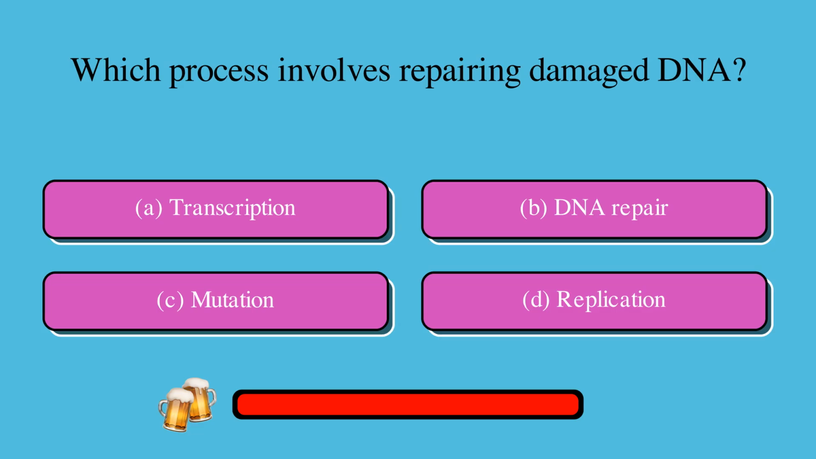Which process involves repairing damaged DNA? Is it A, transcription, B, DNA repair, C, mutation, or D, replication? The correct answer is B, DNA repair.